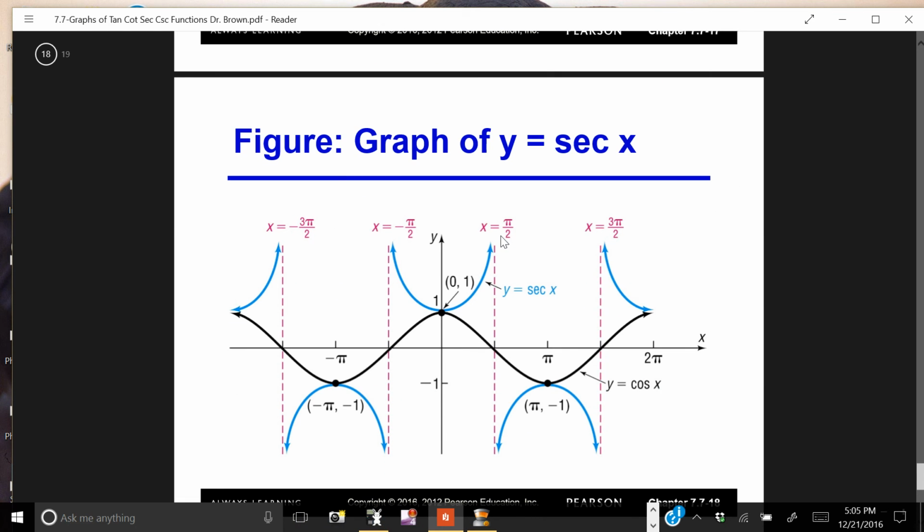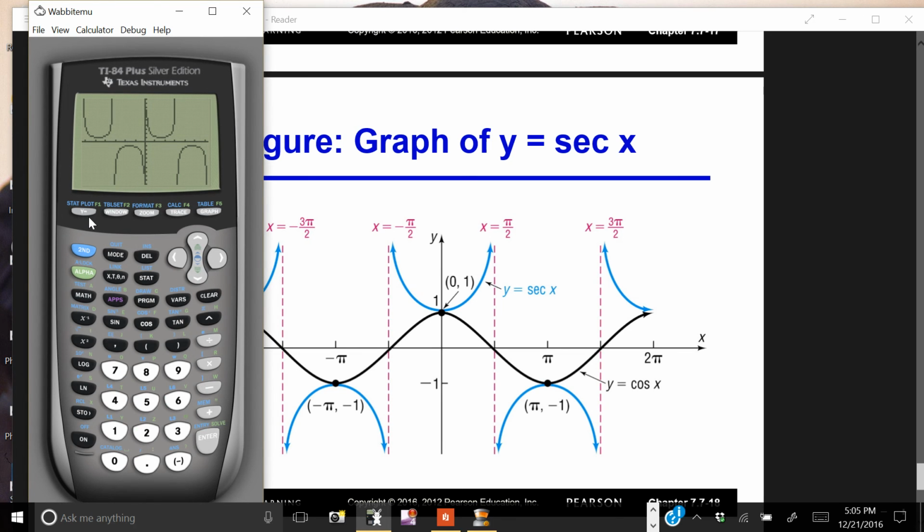Now let's do secant of x. Notice you can get it by graphing the cosine of x and then taking 1 divided by the cosine of x, and that'll give you secant. So let's do this. Put in y equal 1 divided by cosine of x. Looks like we can keep the same window size. And when we graph that, we now see the graph of the secant function.